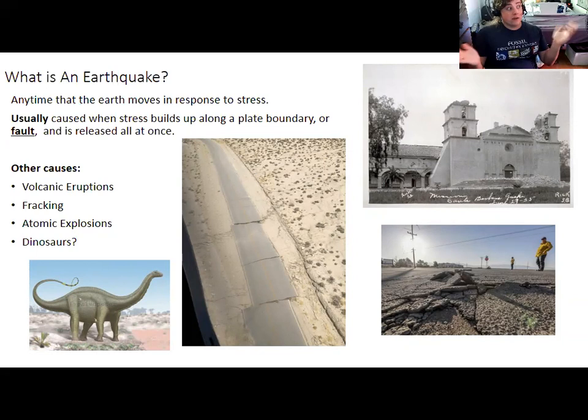Fracking can also cause earthquakes because it generates a large enough force to do that, and it also involves removal of large amounts of material, and that can cause collapse. Atomic explosions also generate enough force to cause earthquakes. I'm joking a little bit with the dinosaurs, but hypothetically, you could get an earthquake from a large enough herd of dinosaurs. Earthquakes aren't only caused by fault movement, but they are mostly related to plate tectonics.